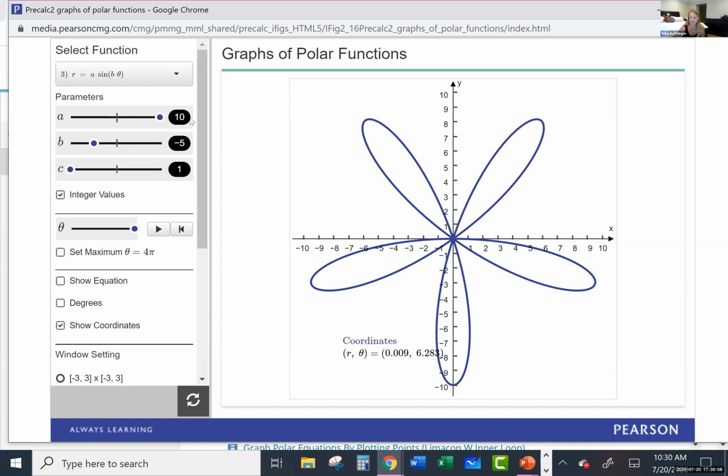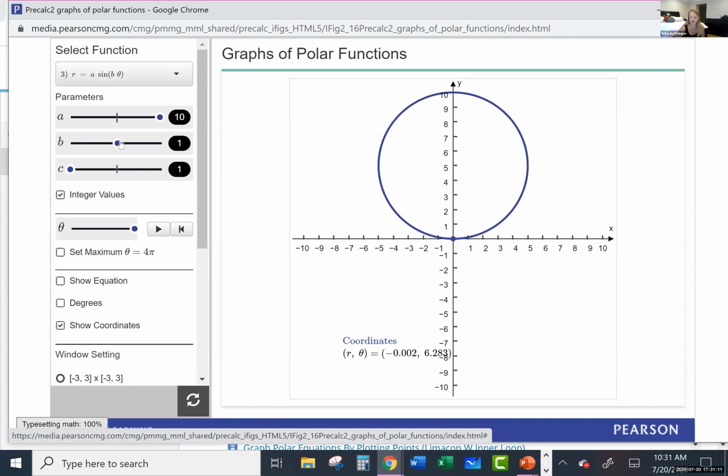So A is 10 here. Notice this is actually a radius of 10 in here. Those petals are a length of 10. The B value determines how many petals we're going to have.